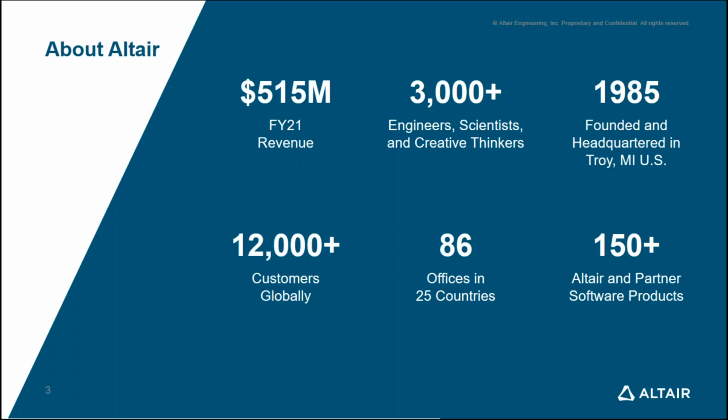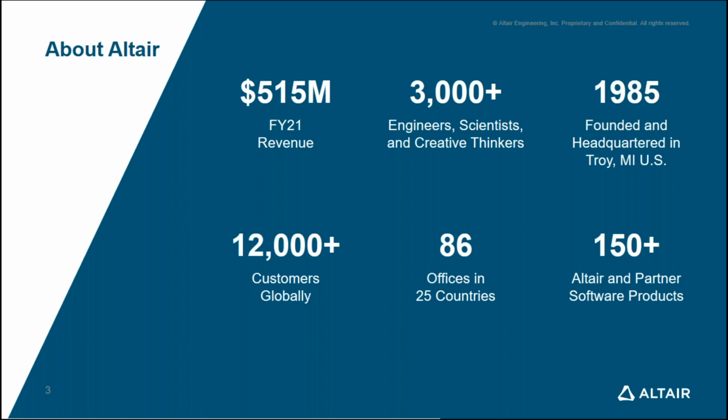About Altair, Altair started way back in 1985. It's a 35-year-old company, and last year revenue of Altair was $515 million. The head office is in Detroit, USA, and currently we have 3,000 plus manpower and 12,000 plus customers globally, with 86 offices in 25 countries.